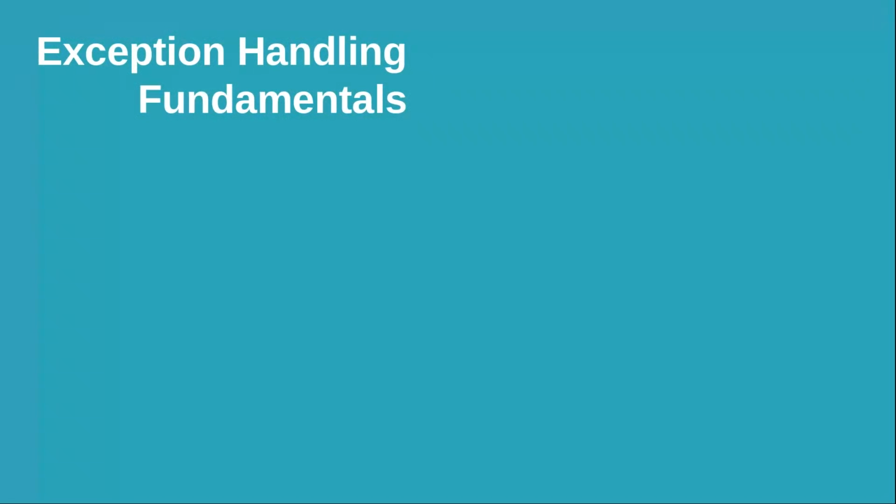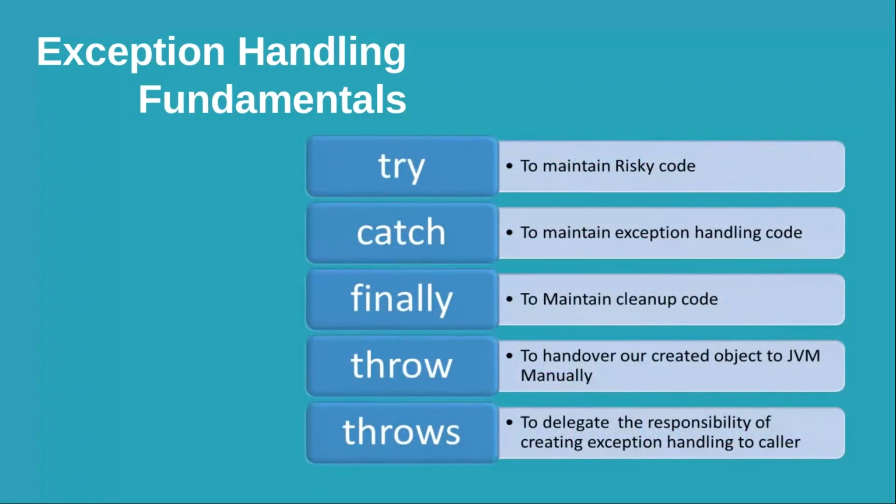Now we'll come to exception handling fundamentals. Fundamentally, for exceptions, we have five keywords. They are try, catch, finally, throw, and throws. These are the five keywords, or five blocks of code, that we use for exception handling. Try is used to maintain risky code. That is, the code where an exception may arise is written inside the try block.